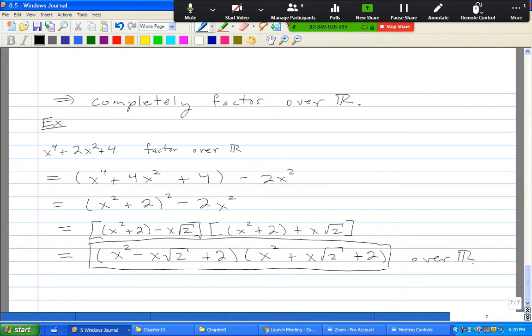Again, you could check that this was completely factored by doing the same sort of deal that I did above, by looking at your discriminant for each of these two. So this really finishes off section 0.5. So that's it for today.